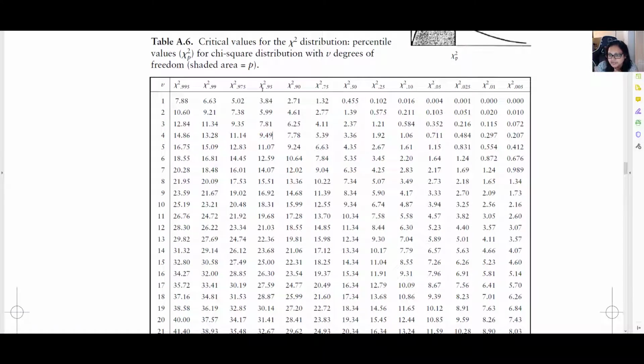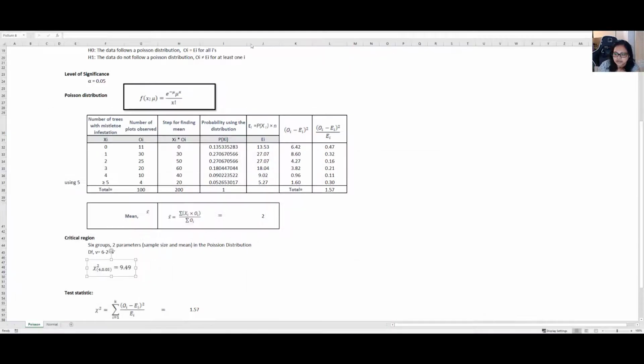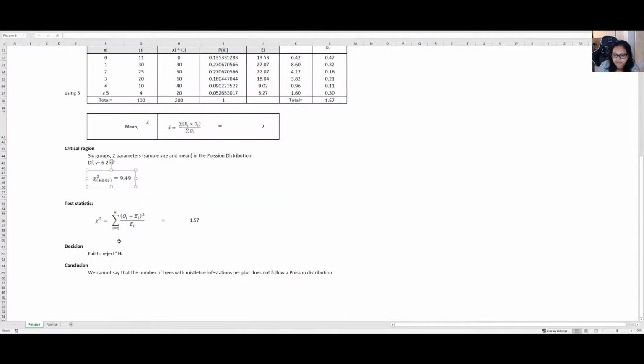So you can see that in the chi-square distribution, for 4 degrees of freedom and 0.95, because we are going to use the lower region, the value is 9.49. That's the one we are going to use, and I compared it with the test statistic value. The statistic value is coming from this table. This is 1.57, and then if you compare that, let's draw in here.